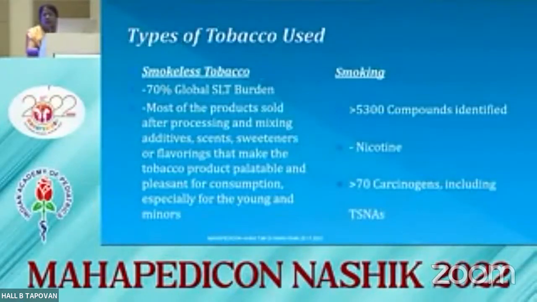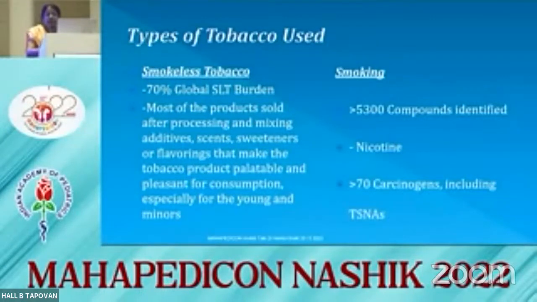There are numerous types of tobacco used, and broadly we can classify them as smoking and smokeless tobacco products. Smokeless includes tobacco with suna, then tobacco-containing pan, mishri. India accounts for 70% of the global smokeless tobacco disease burden. And most of these products are sold after processing, mixing additives, scents, sweeteners or flavorings, which make these products palatable and pleasant for consumption, especially for young minors. The sad part is this can be hidden from the elders.